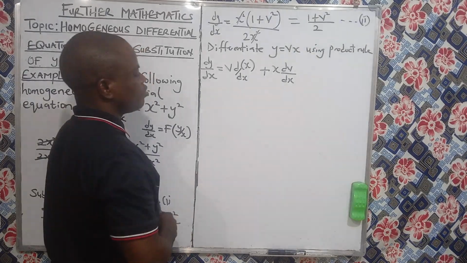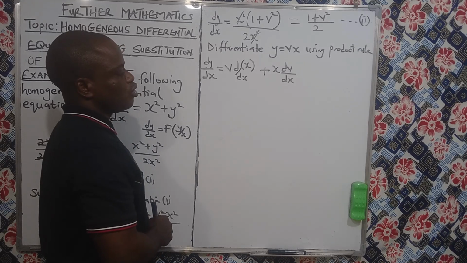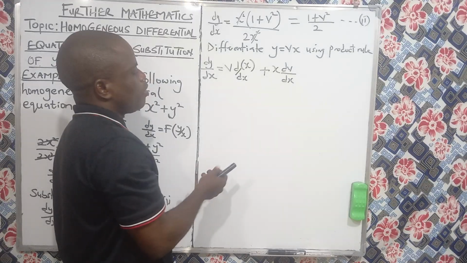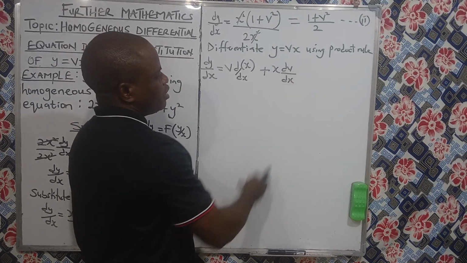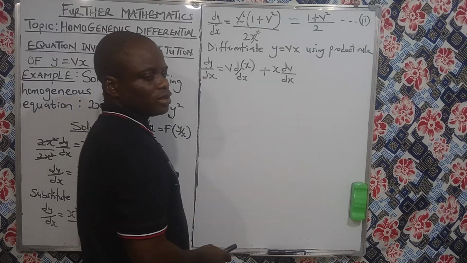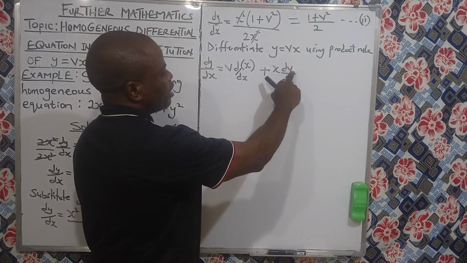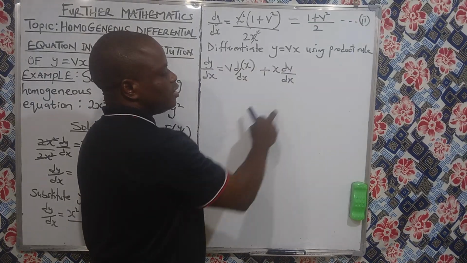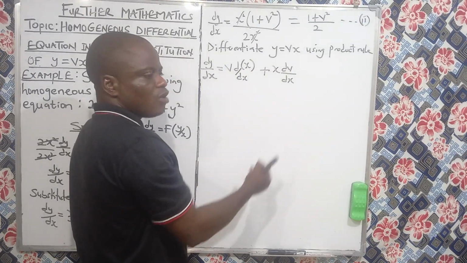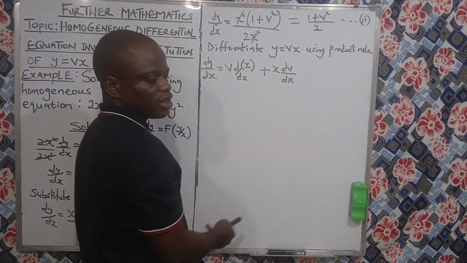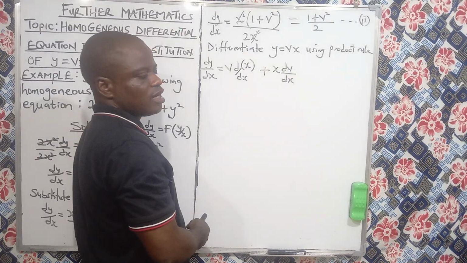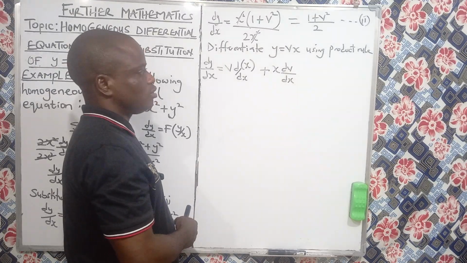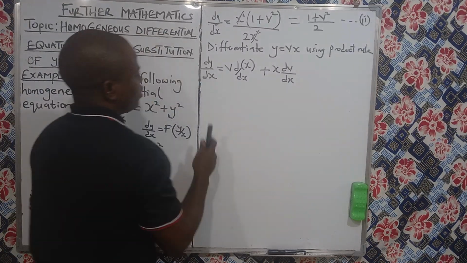Its derivative with itself is always 1. That's why we're going to put 1 here as we continue. But dv over dx will remain the way it is because it's a dependent variable, and its derivative depends on how it varies with x. Because of that, it has no universal value. That's why you have to leave it the way it is.